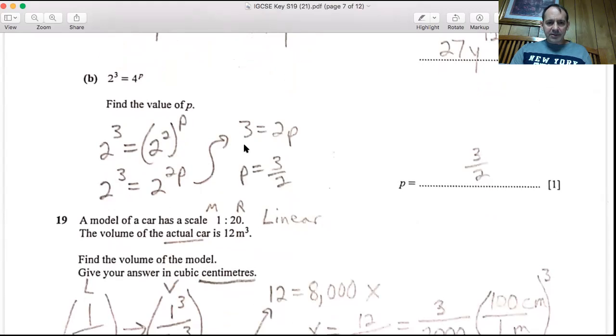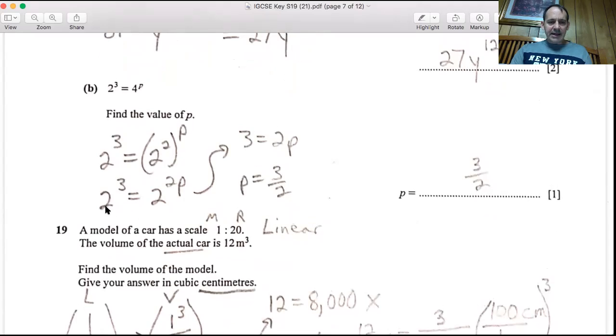Now, I don't really like this about Cambridge. Once you have the like base, they just have you poof the base, almost like it's a magic act. It disappears and you get 3 equals 2p. I don't like that because math is not magical. Actually, you're supposed to take a logarithm of both sides to get those 2's to cancel. But since you haven't been taught logarithms yet, they just have you poof the base. As long as your base is the same, you poof the base, it disappears.